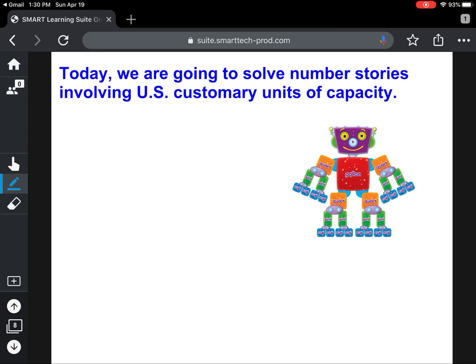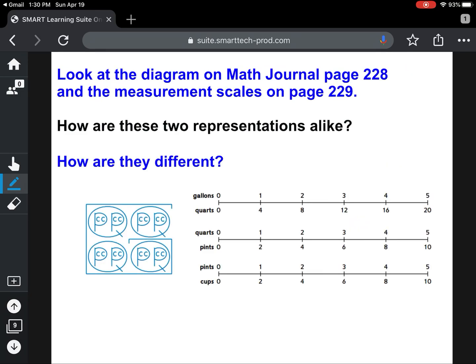Today we're going to be solving some number stories involving the U.S. customary units of capacity. Before we get started solving some problems, let's look at the diagram on Math Journal page 228 and then the measurement scales on the top of page 229. How are these two alike? Look at the G, look at the scales. How are they alike? And how are they different?